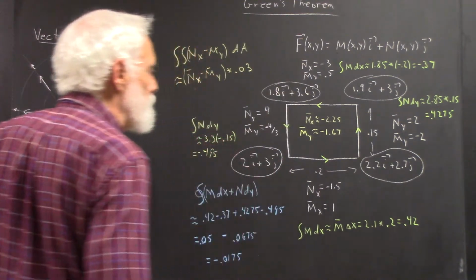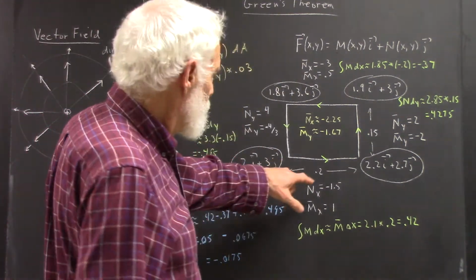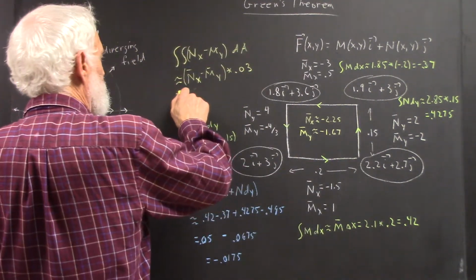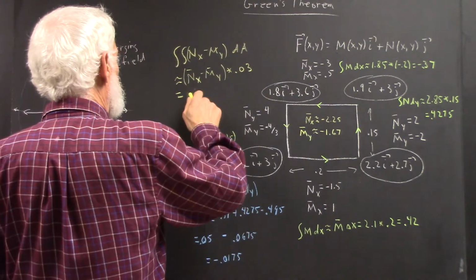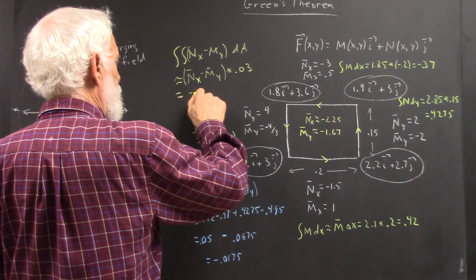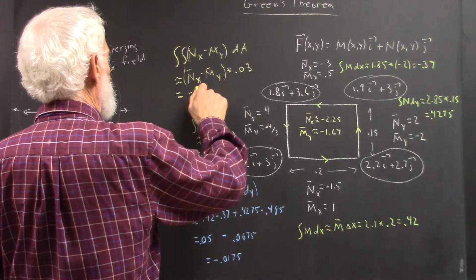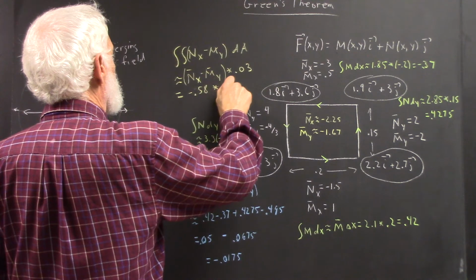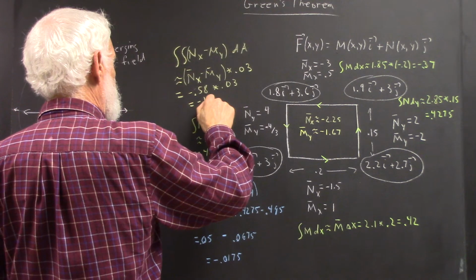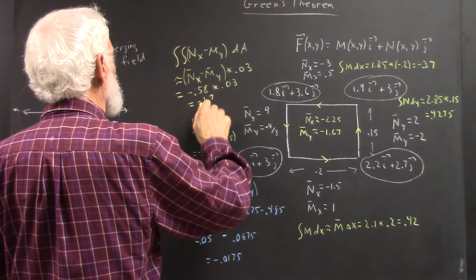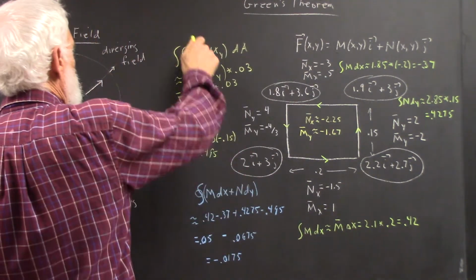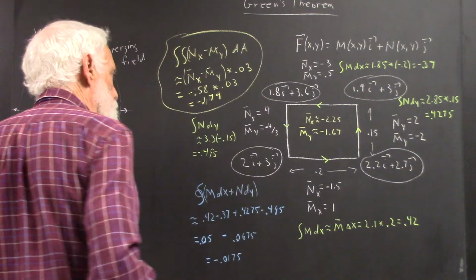0.03. Okay? And the area is easy, 0.2 times 0.15 is 0.03. Well, then Nx minus My is negative 0.58. Negative 0.58 times 0.03, and that's equal to negative 0.0174.